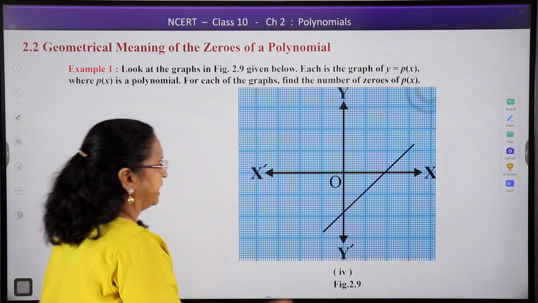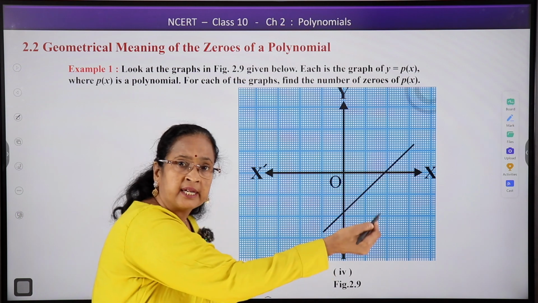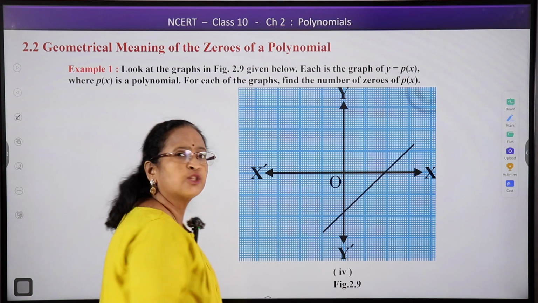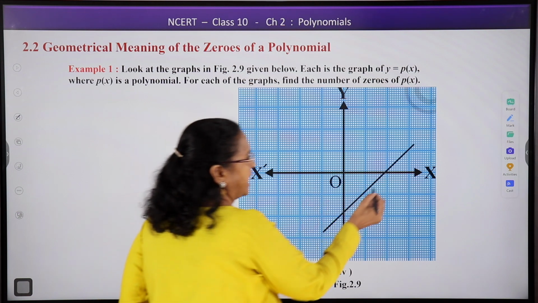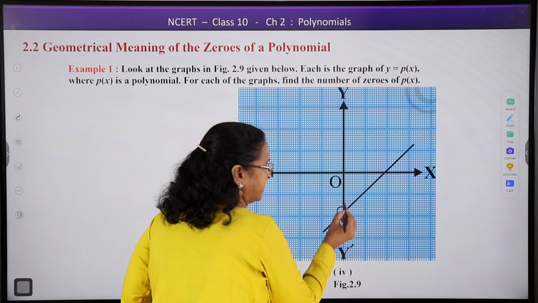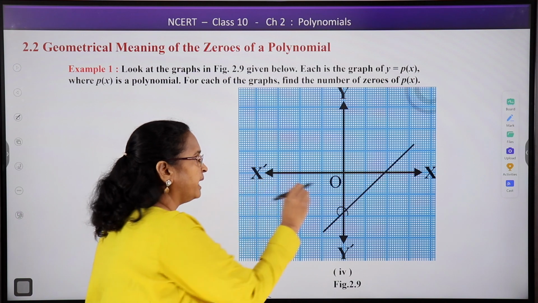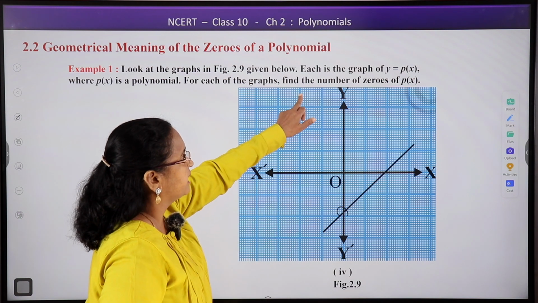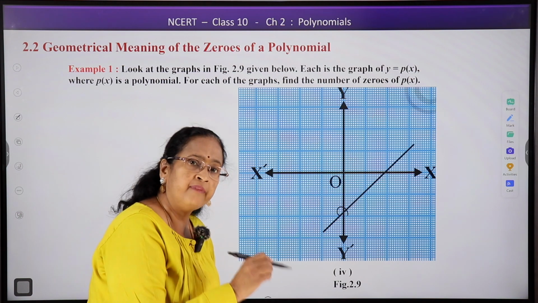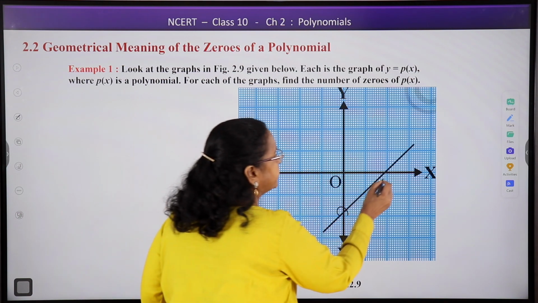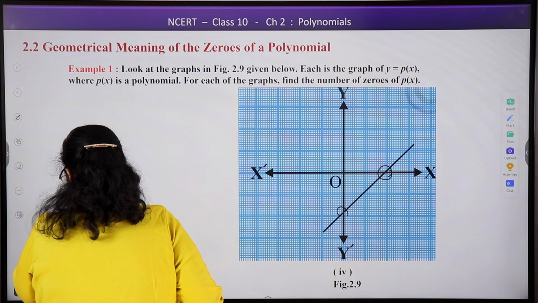Now coming to the next. This is a linear graph, one straight line. Now it touches the x-axis at how many points? Of course it touches the y-axis here, but we are not concerned with the y-axis, because the question is to find the number of zeros. We are concerned only with the x-axis. It touches the x-axis at 1 point.